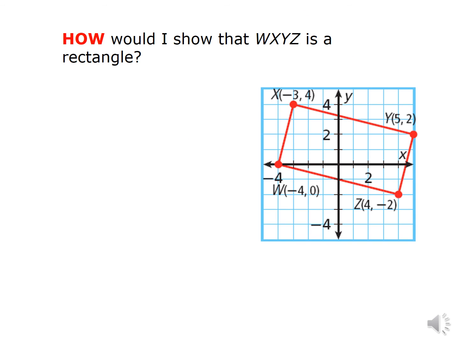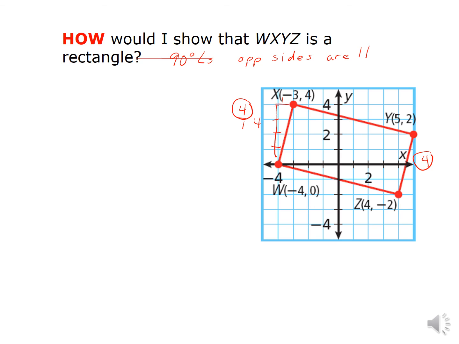Okay, so how would I show that WXYZ is a rectangle? So what are the properties that you know about rectangles? They have 90-degree angles and opposite sides are parallel. Are these things that we've learned how to show? Yeah, we can just use the slope. So you're going to find the slope of each side, 1, 2, 3, 4 over 1. So 4 over 1 is the slope of this side. And I did the same thing over here and found the slope.